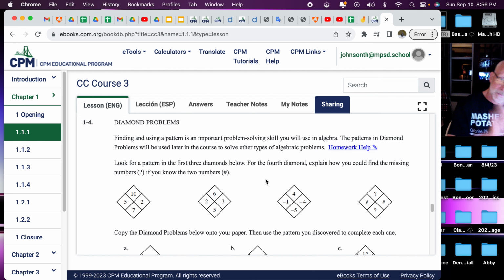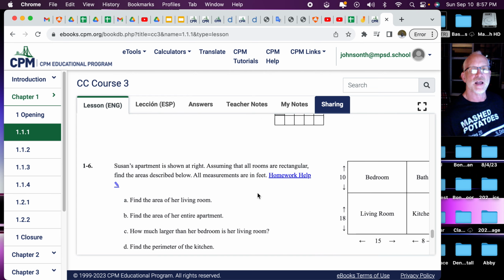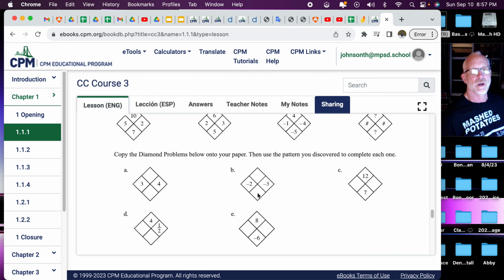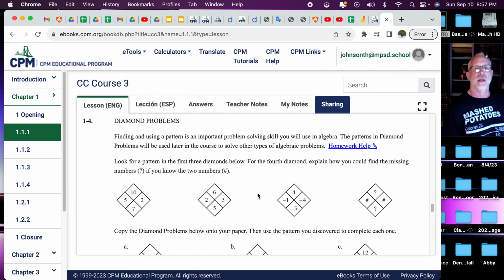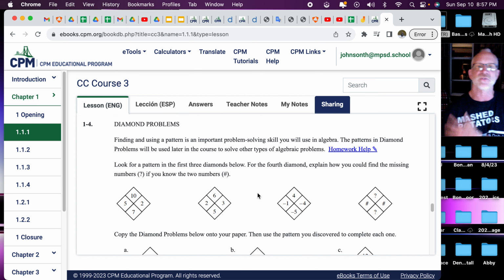Here's your homework. You have questions 1.4, 1.5, 1.6, 1.7. And it says this: diamond problems. Finding and using a pattern is an important problem-solving skill that you'll use in algebra. The patterns in diamond problems will be used later in the course. Maybe you've done these before, but here are the numbers 5, 2, 7, and 10. How do they relate to each other?